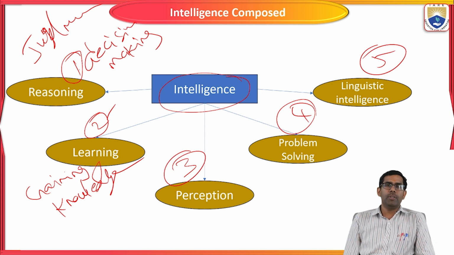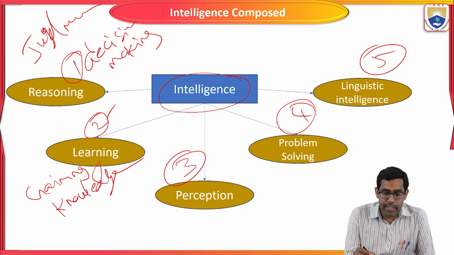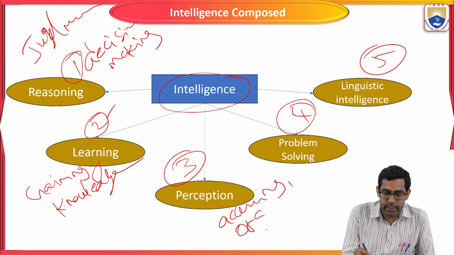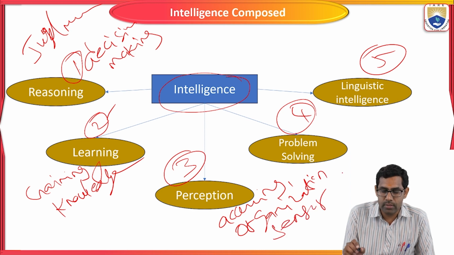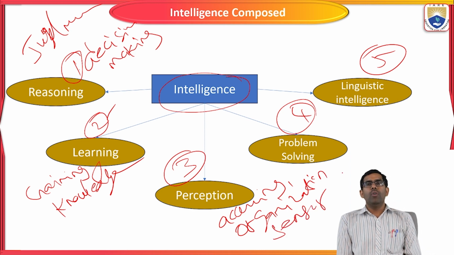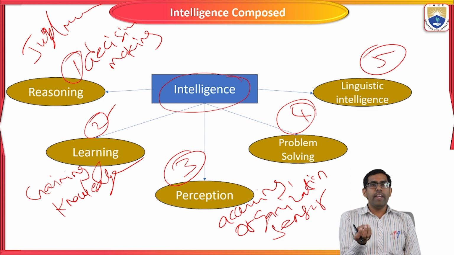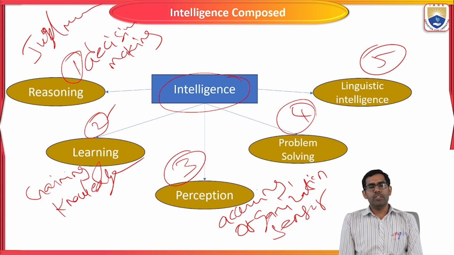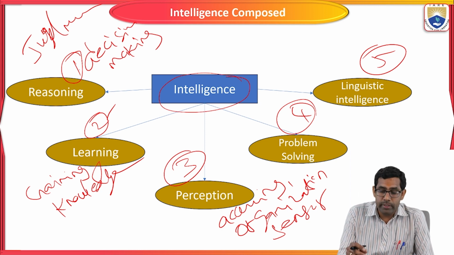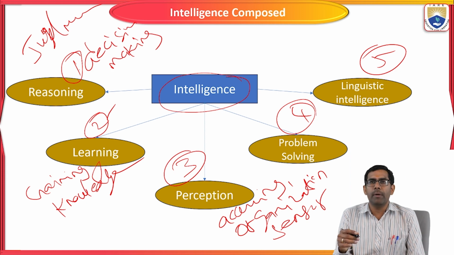Okay, perception. Perception means acquiring, or exactly, sensing some information from the environment, and it should be organized. That is perception. Problem solving means it has some particular problem and it should reach a particular solution.